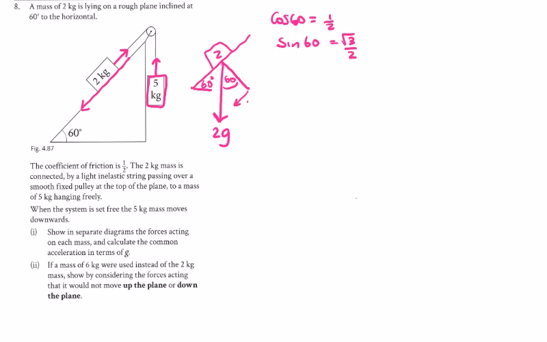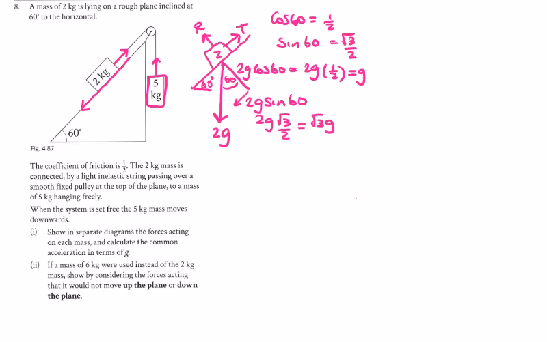So we're going to have 2G sine 60, which is equal to 2G by root 3 over 2, which is equal to root 3G. I don't think we need cos here. Let's see. We do need R. Yeah, we need R, which is equal to 2G cos 60, which is equal to 2G by a half, which is equal to G. So over here, R is equal to G.